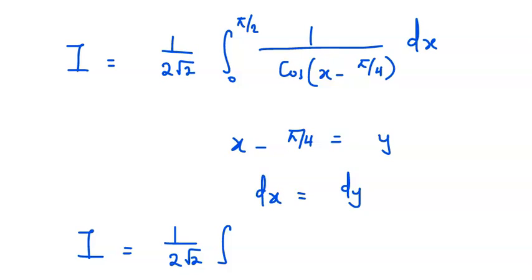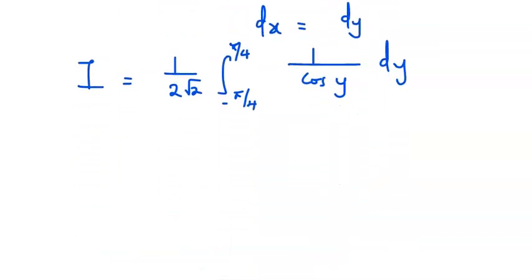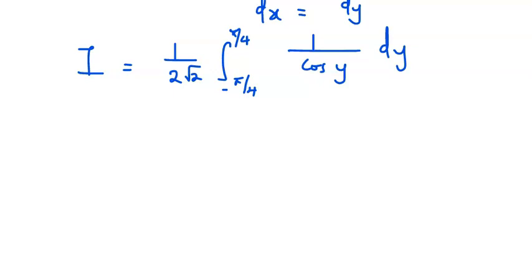So when x is approaching 0, y is approaching 0 minus pi over 4, which is negative pi by 4, right? And when x is approaching pi over 2, y approaches pi over 2 minus pi by 4, which will give us pi by 4. And here we have 1 over the cosine of y, and here we have our dy. Remember that the cosine function is an even function.